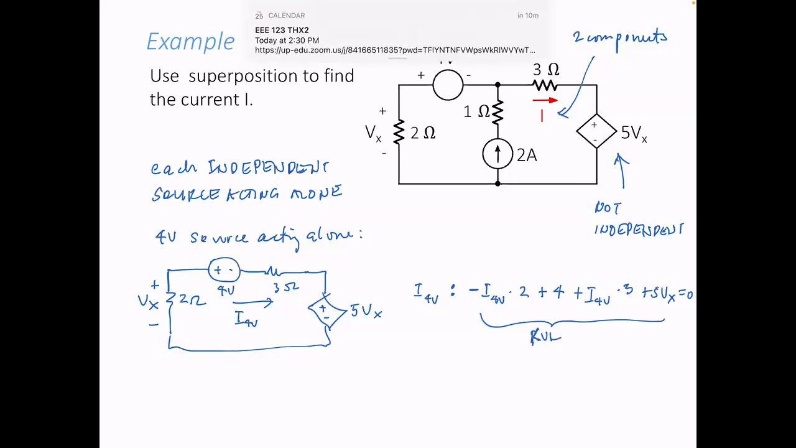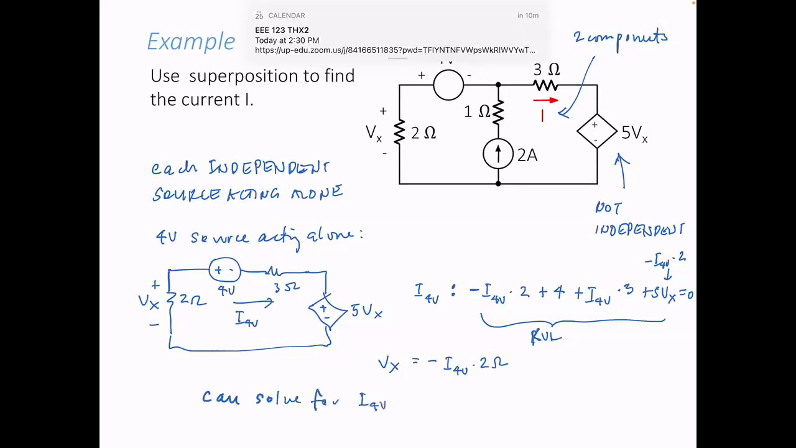Okay, but what is Vx? This Vx here, Vx is negative I 4 volts times 2. Vx is equal to negative I 4 volts times 2 ohms. So you can solve for I 4 volts. No? It's only one equation in one unknown.